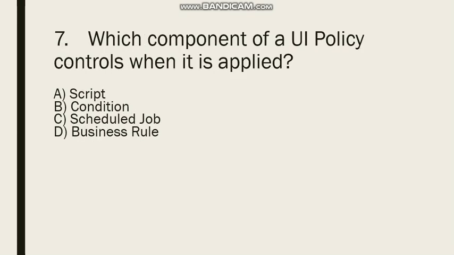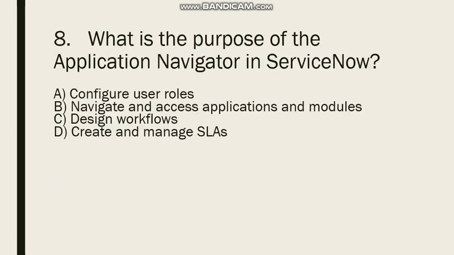7. Which component of a UI policy controls when it is applied? A. Script. B. Condition. C. Scheduled job. D. Business rule. Answer. B. Condition.